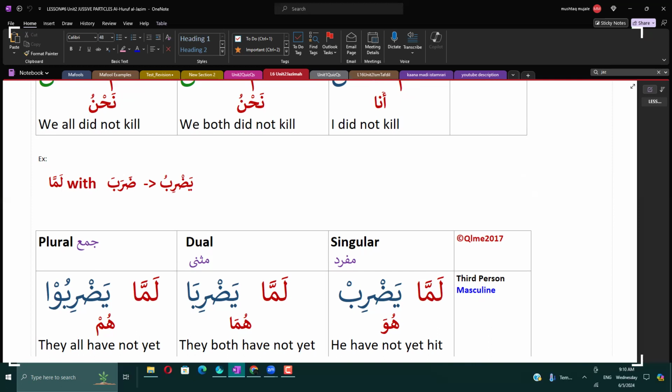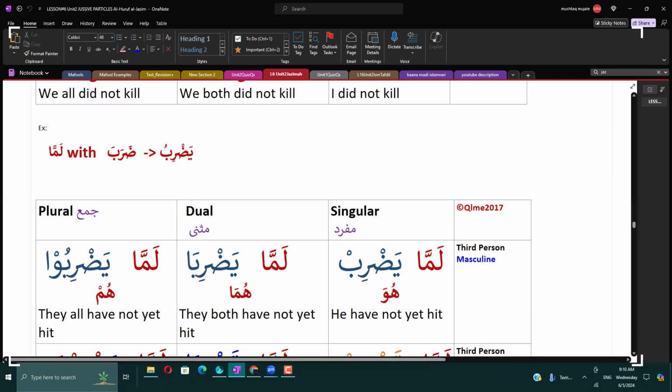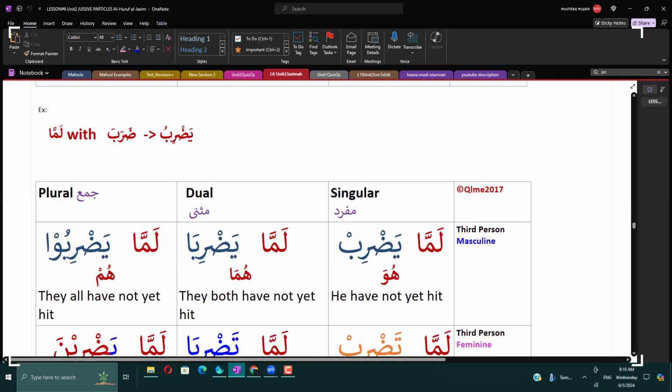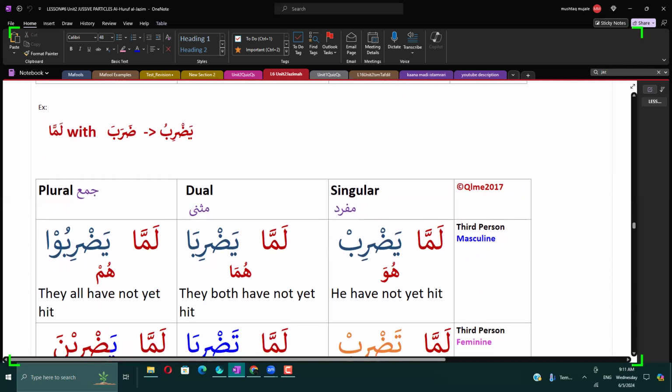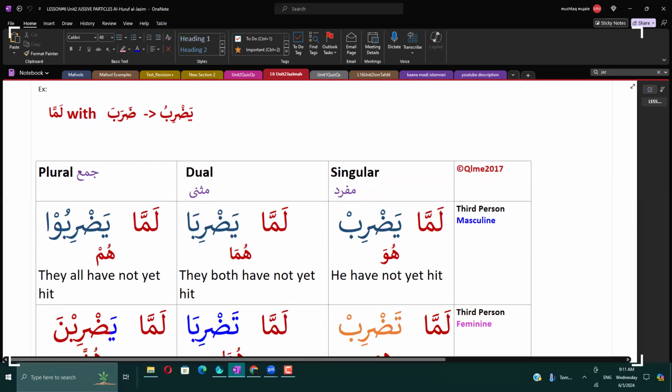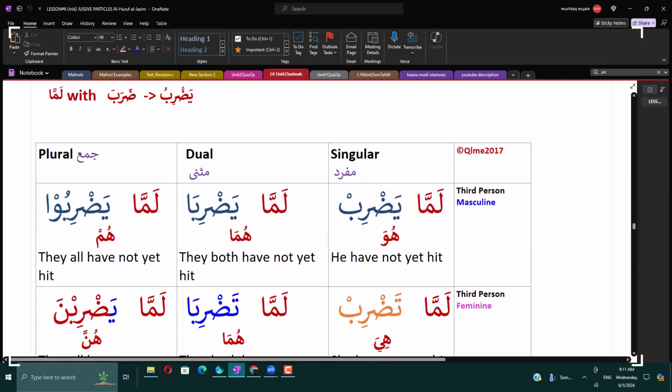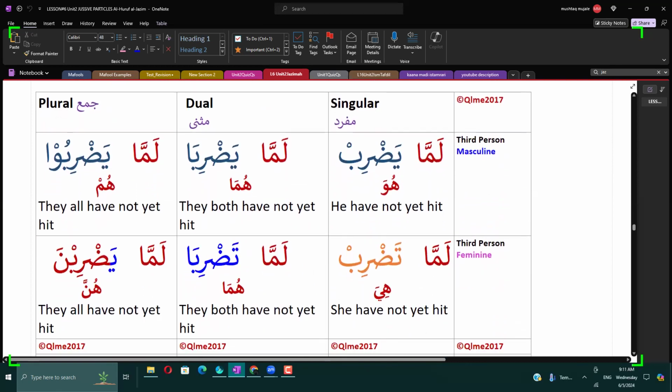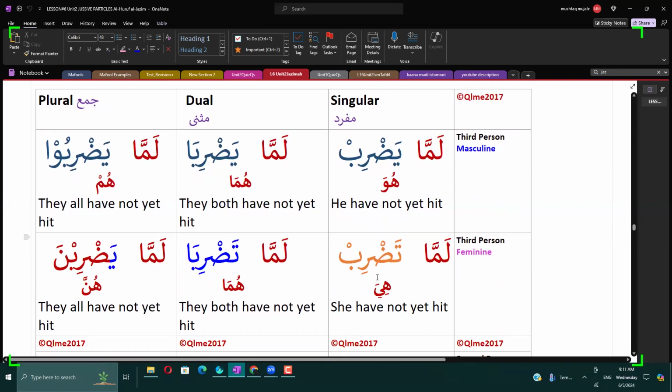Okay, so it's the same. It's just make the mudari majzoom. It becomes lamma yadrib, lamma yadriba, lamma yadribu. He has not yet hit. Lamma, the meaning is not yet or when. He has not yet hit. They both have not yet hit. They all have not yet hit. Lamma tadrib, just the mudari becomes majzoom.